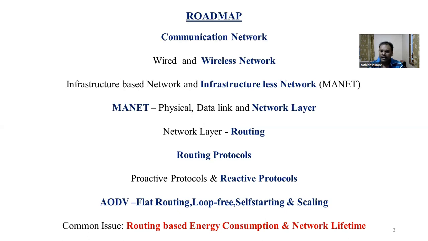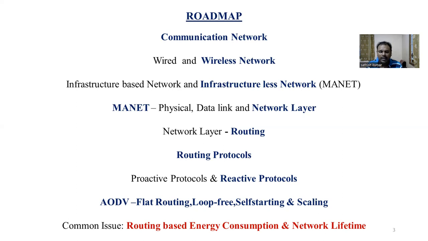Here we have seven layers: physical layer, data link layer, network layer, transport layer, session layer, presentation layer, and application layer. Among these, I'm concentrating on the network layer. The network layer is nothing but routing, that is, routing protocols. Routing protocols are classified into three types: proactive routing protocols, reactive routing protocols, and hybrid routing protocols. I am focusing on reactive protocols.